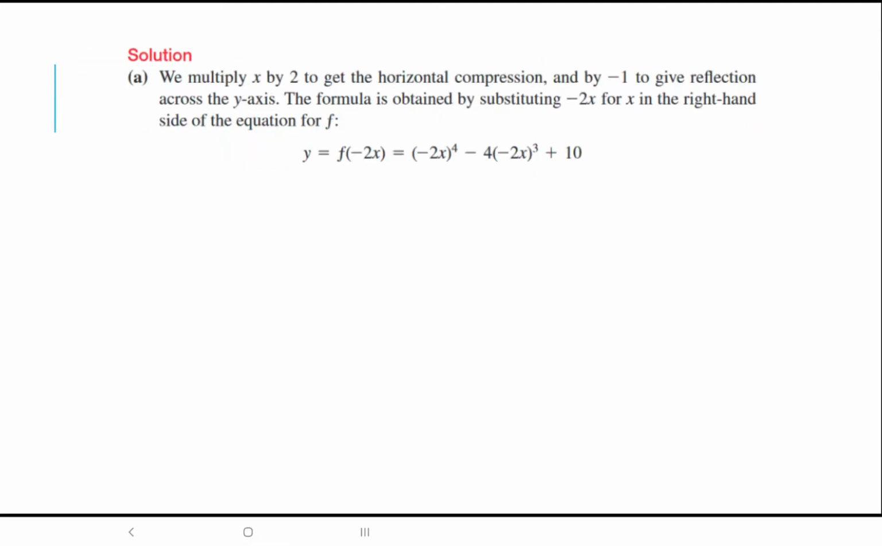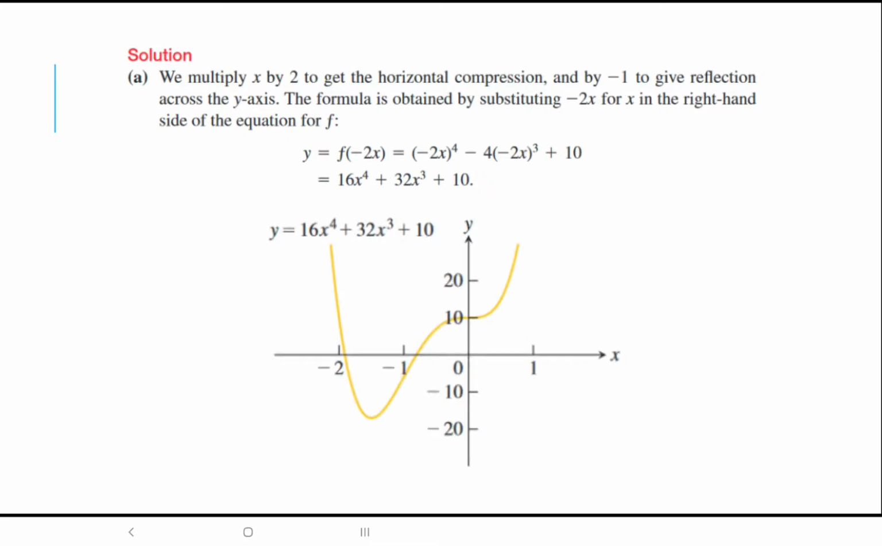Para i-compress yung graph natin horizontally, kailangan natin mag-multiply ng 2. Okay? 2 sa loob, no? Pero since kailangan na rin natin siyang i-reflect, magmumultiply tayo ng -1 sa loob din. Okay? So, all in all, kailangan natin mag-multiply ng -2. So, evaluating the function at f of -2x, we get -2x raised to 4 minus 4 times -2x raised to 3 plus 10. We get the following formula. Okay? We get 16x raised to 4 plus 32x cubed plus 10.